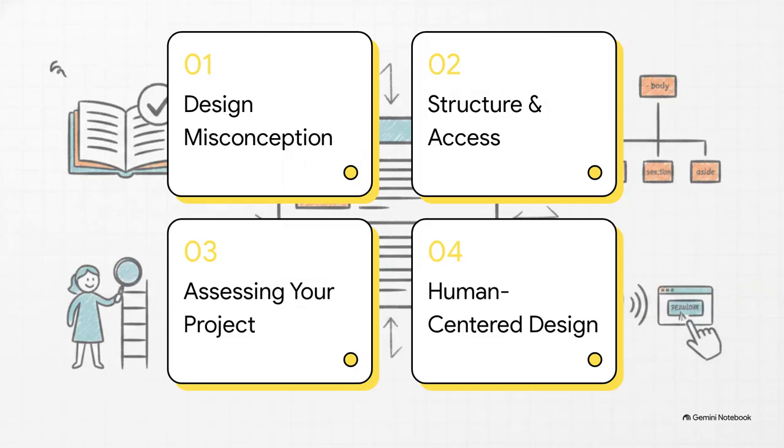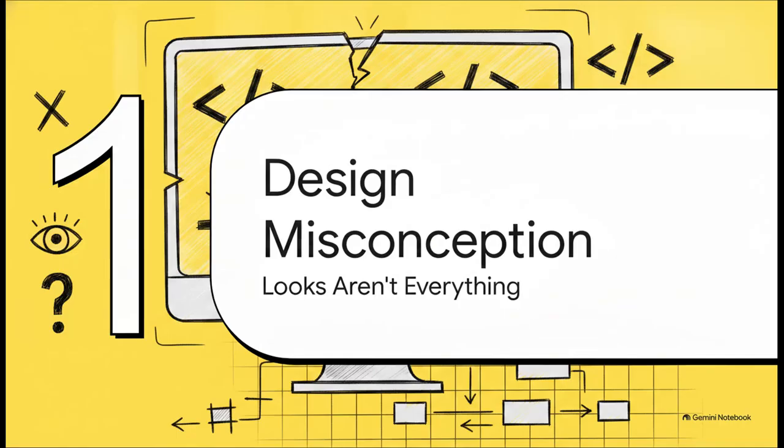Okay, let's dive into this roadmap. We've got 4 clear steps today. 1. The design misconception. 2. Evidence on structure and accessibility. 3. Application, assessing your project. And 4. Transfer into human-centered design. All right, let's go. Section 1.